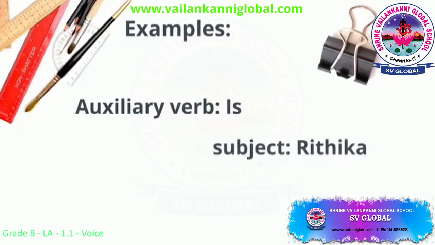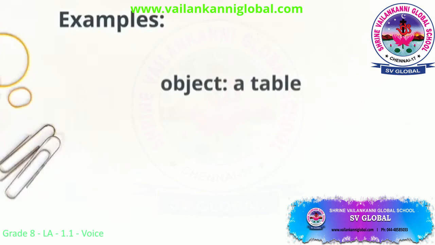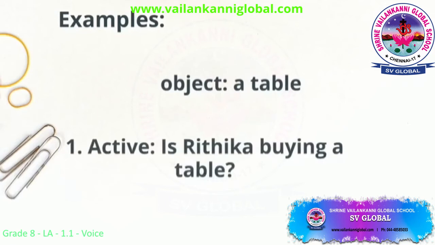So, is Ritika, and she is going to do an action which will be buy, B-U-Y, buy. She's going to buy something. So as it is present continuous tense, I have to add verb plus ing, and so it is going to be buying what? A table. So the object of the sentence is a table. The active voice question we have framed: is Ritika buying a table?